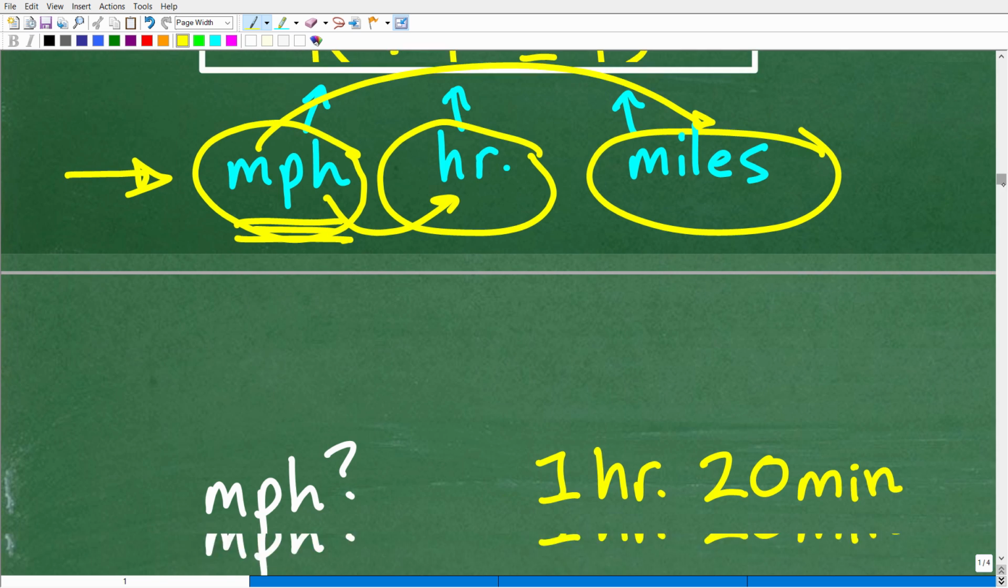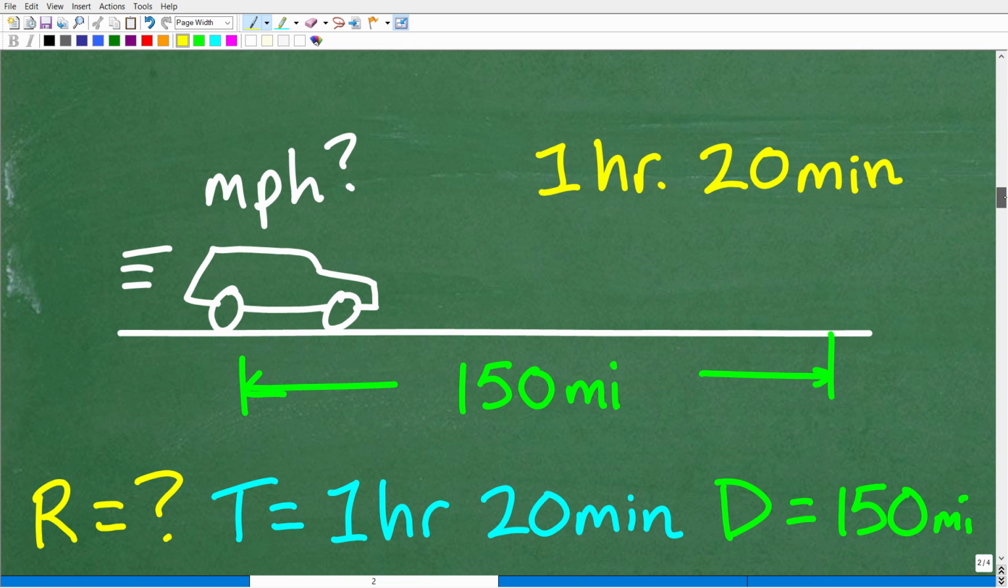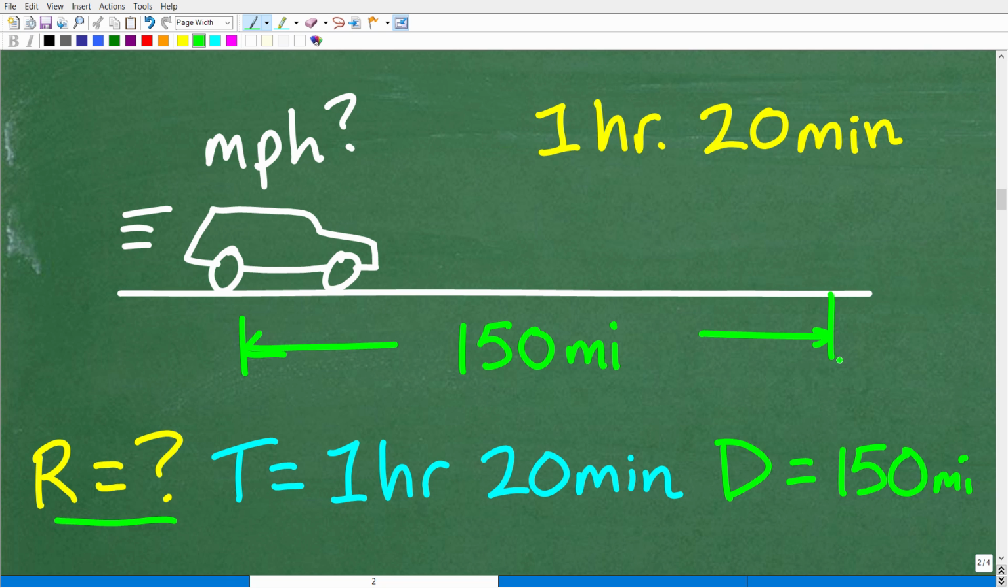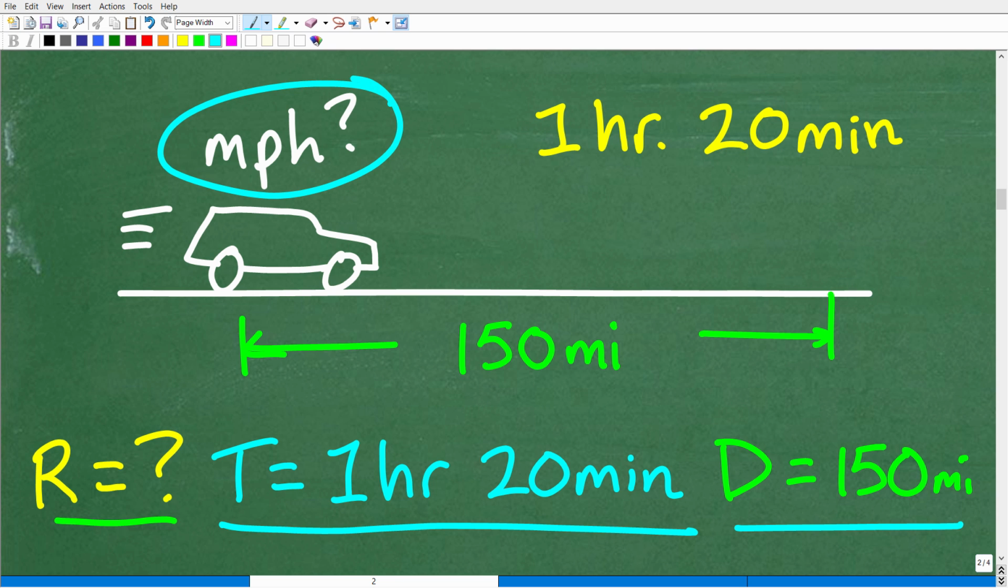And now let's go ahead and apply all this knowledge to the problem. So we're looking for the rate of this vehicle. And this car is going to travel 150 miles in 1 hour and 20 minutes. So our time is 1 hour and 20 minutes. Our distance, again, is 150 miles. So we're looking for miles per hour. Do we have our distance in miles? Indeed, we do. So that part of the problem is okay.